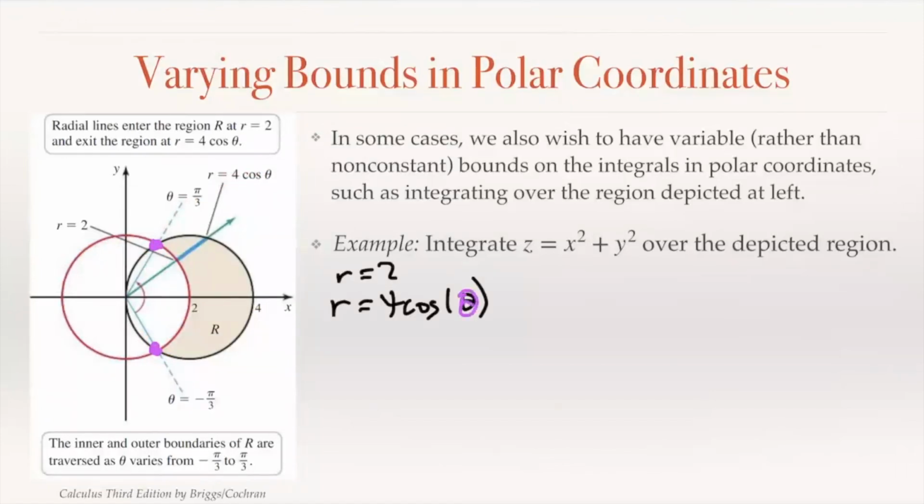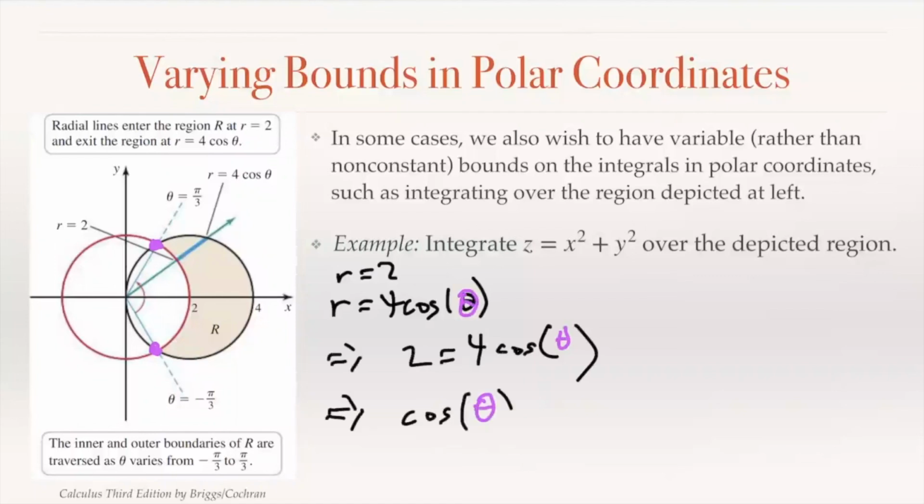What is that theta? Well, we set those equal to each other. We have 2 is 4 times cosine of theta. That would mean that cosine of theta is 1/2. And that would mean that theta is plus or minus pi over 3. So that's where these bounds on theta came from. And our r is moving from r equals 2 to r equals 4 cosine theta.